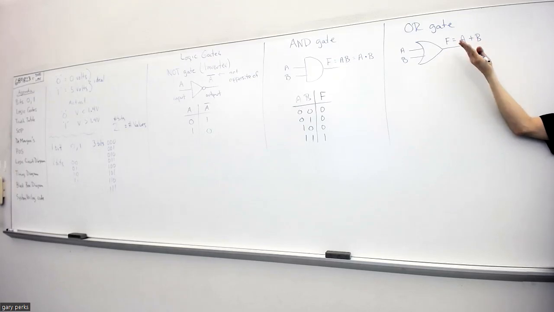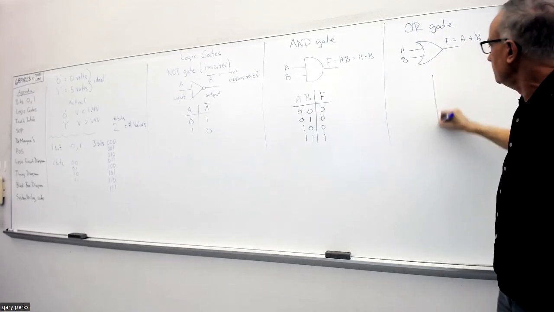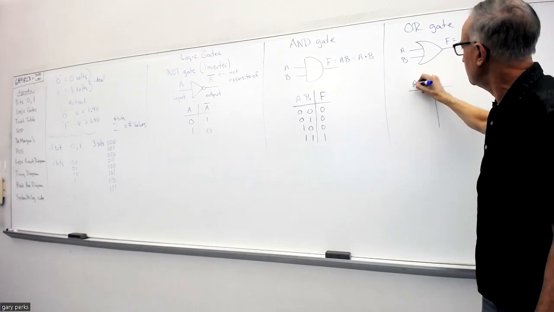Now, it's called logical addition. And the reason why it's called logical addition is because if you were to look at this as a base 10 equation, well, it looks like you're adding A and B. But again, addition is not happening here. ORing is happening. Okay. And what ORing means can be shown in the truth table.